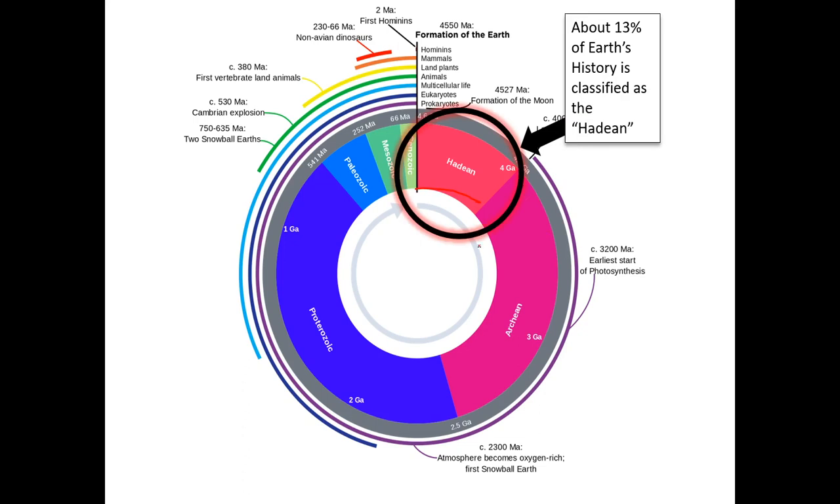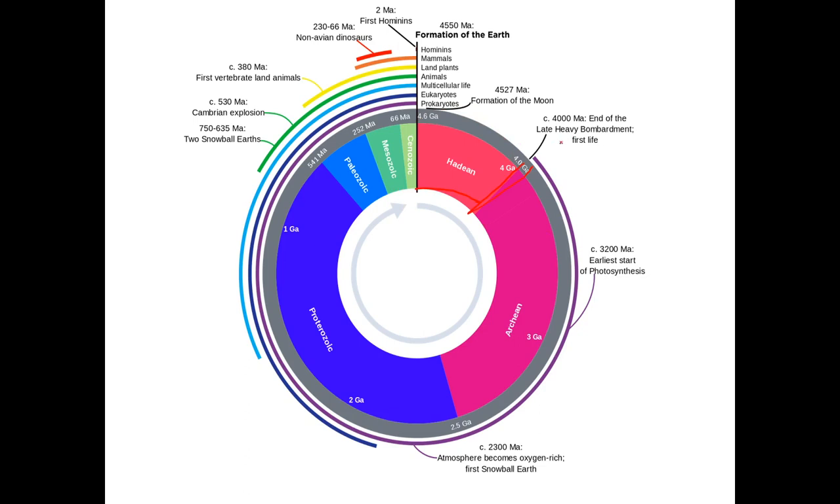It's about 13% of Earth's history. We classify it as the Hadean. We cut off the Hadean at 4 billion years because that's about the earliest rocks that we have.